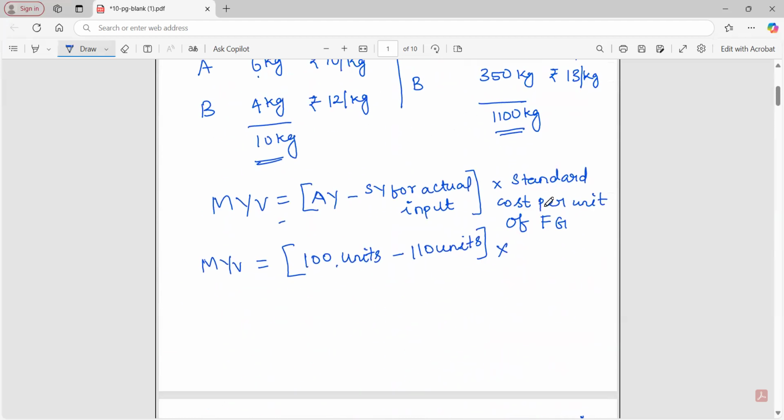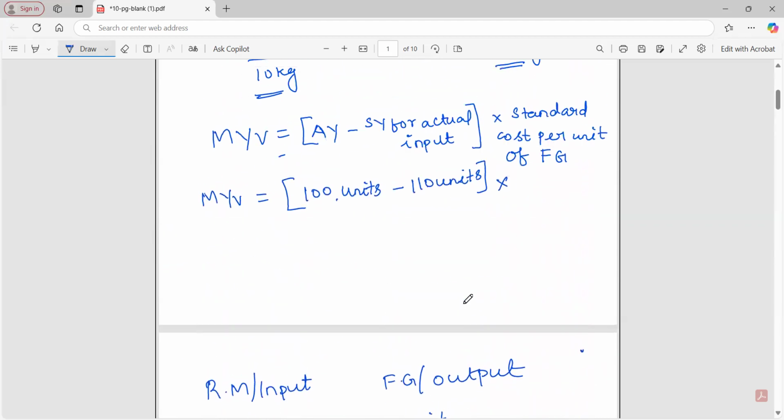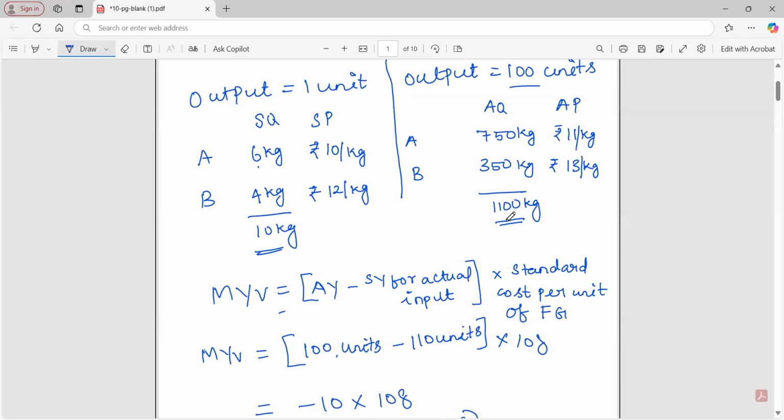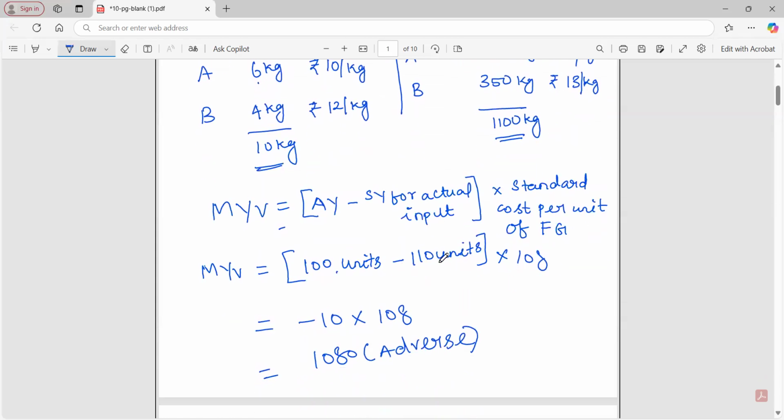Here, what do I want? I want the standard cost per unit of finished goods. So for 1 unit of finished goods, my standard cost is 108. So multiply it with 108. So it is 100 minus 110, we get negative 10 into 108. So it is 1080 negative, or I can write it as 1080 adverse. Why is it adverse? Because by making use of 1100 kg of raw material, I could have produced 110 units of finished goods, but actually I produced only 100 units. I did not convert my input properly into output. So it is an adverse variance.